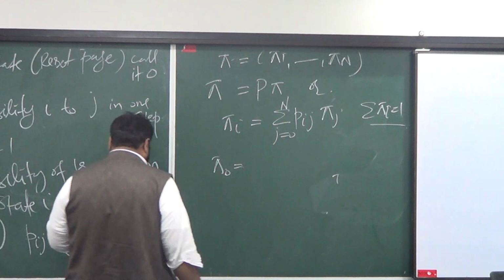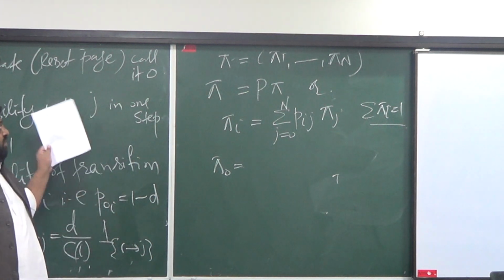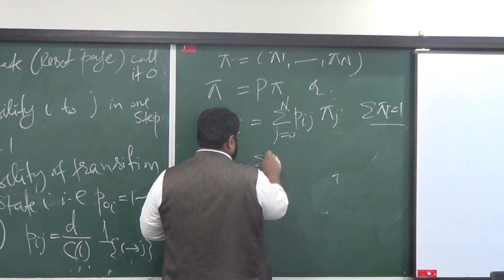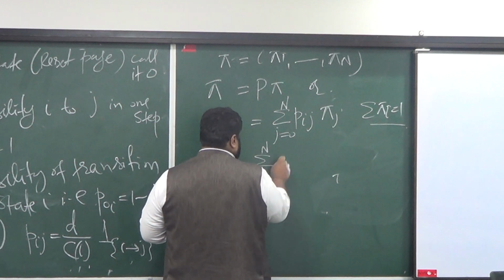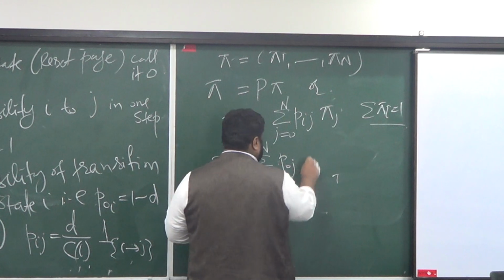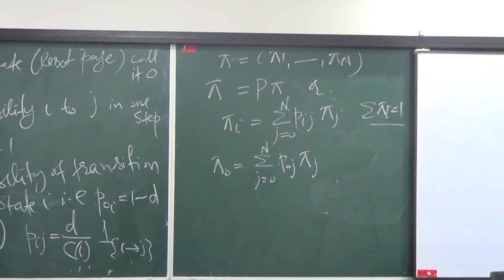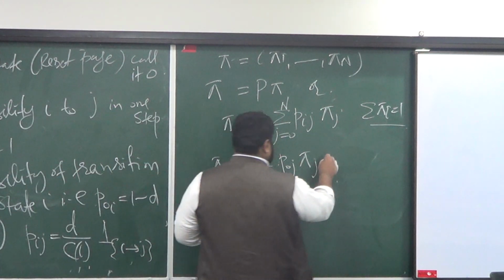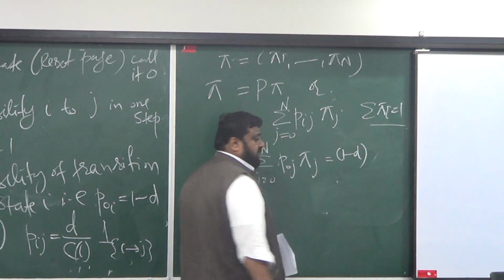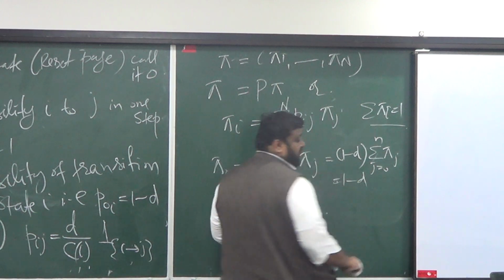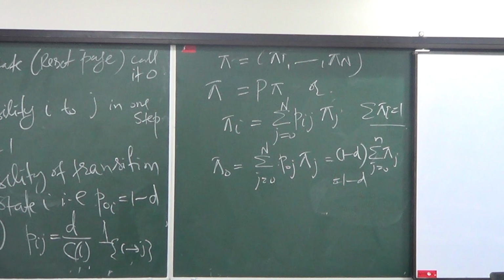Start with pi naught. What is the probability you will be in your imaginary state? Let's think about it. It's going to be the sum over j from 0 to n of p0j multiplied by pi j. And what is p0j? You already know it is 1 minus d, by definition. So you can pull 1 minus d out of the sum, times the probabilities pi j where j goes from 0 to n, so this is 1 minus d. The probability in the long run is going to stay 1 minus d, which is the same as from the beginning. It's not going to change. It will not be affected in the long run.